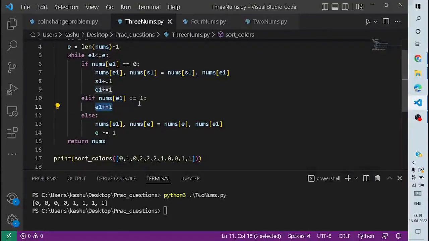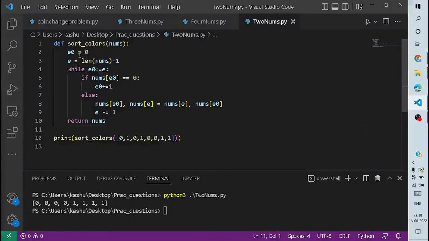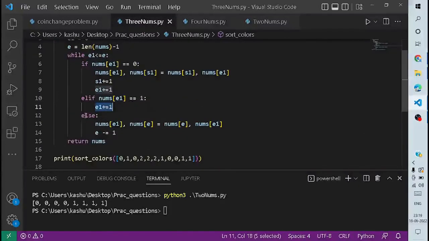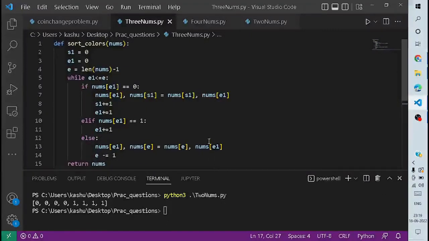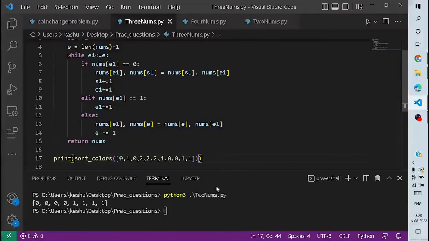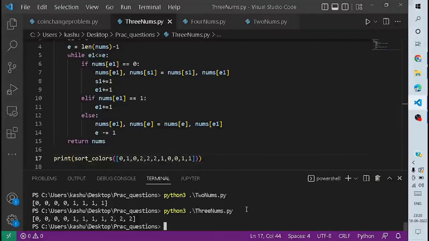And when 2 is encountered, then just do what we did for 1 over here, which is exchange with the last element and decrement the last element, right? So let's see if our code is working fine. Yes, it is working fine. Now our original question is answered, right?